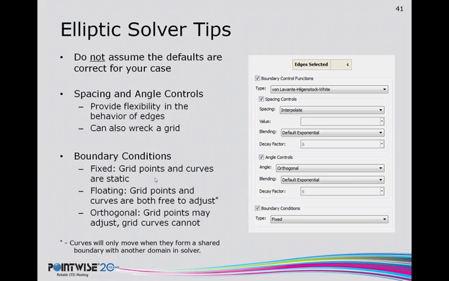The boundary conditions refer to these outer edges of your domain and how the grid points are treated on those edges. A fixed boundary condition means the grid points on those edges stay fixed and don't move. Floating allows both the grid points and the line containing those grid points to float around if the surrounding domains are all loaded into the solver. And then finally, the orthogonal boundary condition allows points to slide along an existing curve, but the curve itself is fixed in space. So that can help you redistribute the points more optimally.